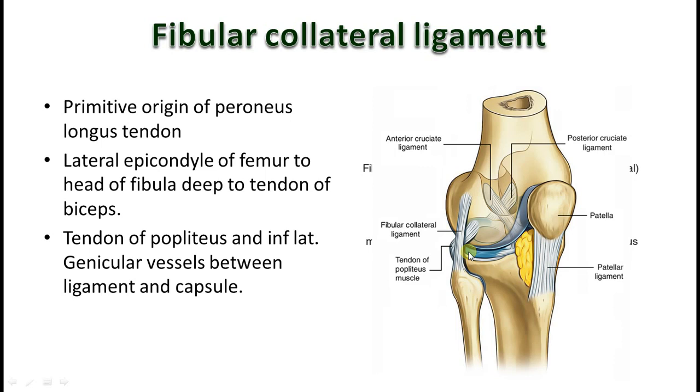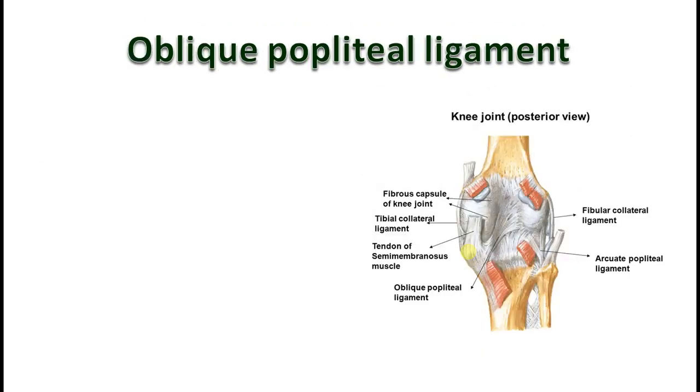So we have seen the capsule, we have discussed the ligamentum patellae, then the tibial collateral ligament and the fibular collateral ligament. Next, the oblique popliteal ligament. So the tibial collateral ligament is a modification of the adductor magnus tendon, and the fibular collateral ligament is the primitive origin of the peroneus longus tendon. The oblique popliteal ligament is again an extension from the semimembranosus. The tendon of semimembranosus attaches to the medial condyle of the tibia.